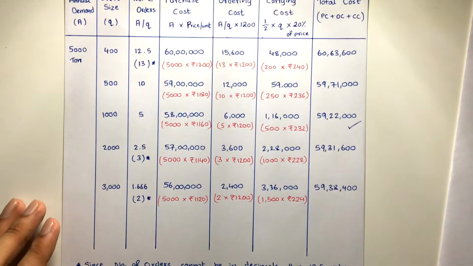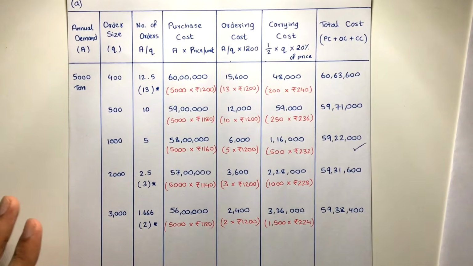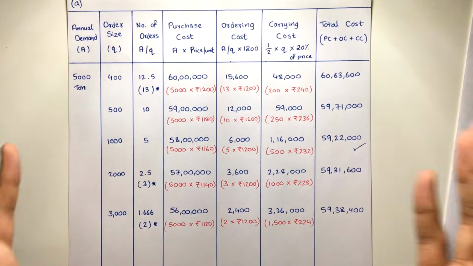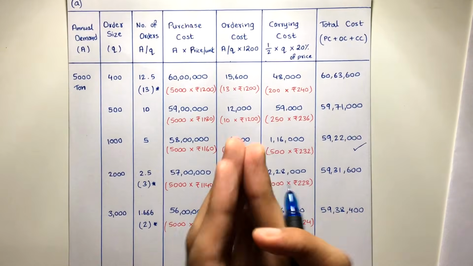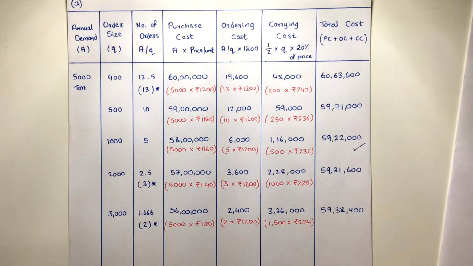I hope you have understood. This question is really easy actually. It's just a little bit of calculation, that's all. Rest everything is easy, the same thing we are doing. Purchase cost, ordering cost, carrying cost, right? We add up all of that, we get the total cost, select the lowest one, that's all.